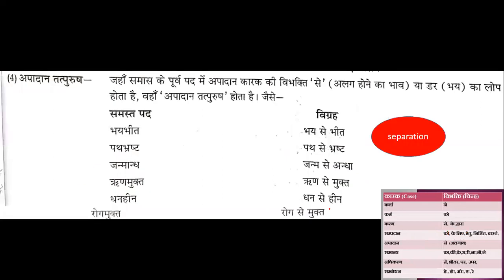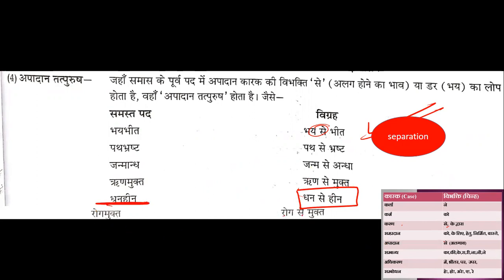Next is Apadan. Again, here we are using se. Because here Apadan is se. But Karm Tatpurush also uses se. So we have two se's. The difference between the two is that the se in Apadan talks about separation. So if I say dhan se heen, dhan means money and heen means a lack of it, or when you don't have it. So you are kind of separated from money. So there is a separation.